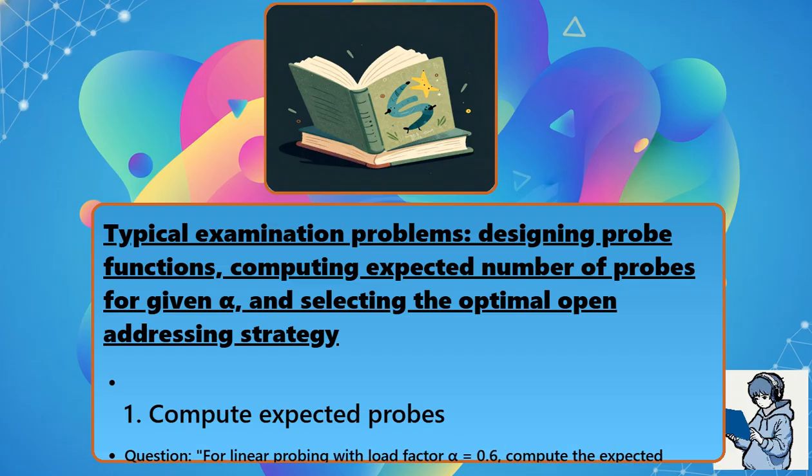2. Compute expected probes. Question: for linear probing with load factor alpha equals 0.6, compute the expected number of probes for a successful search. Solution: use E_suc = (1 + 1/(1 - alpha)) / 2. Plug in: E = (1 + 1/0.4) / 2 = (1 + 2.5) / 2 = 1.75 probes.